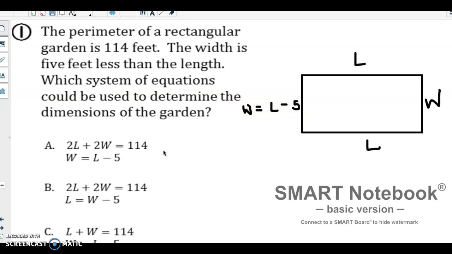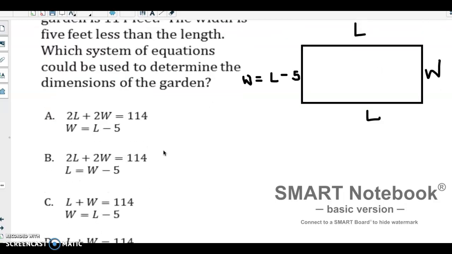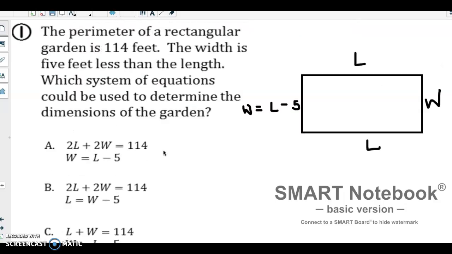Alright, which system of equations could be used to determine the dimensions of the garden? So now instead of just solving a system of equations, we're given a word problem and we have to write the system of equations. So remember, a system of equations is a set of two or more equations with the same variables. If we look at our multiple choice here, the variables that we're using are L and W, L for length and W for width. So that's why I drew my little diagram here and I put L for length and W for width.